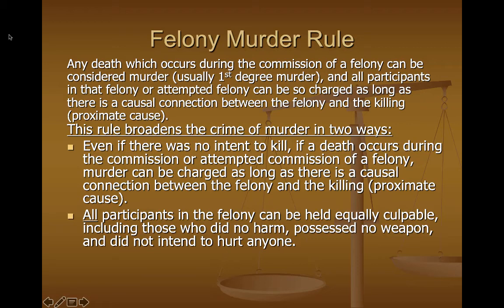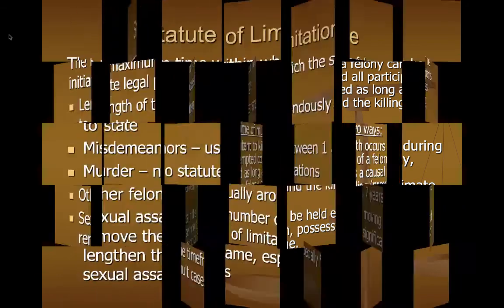So this rule does broaden the crime of murder in two ways. Even if there was no intent to kill, if a death occurs during the commission or attempted commission of a felony, murder can be charged as long as there is a causal connection between the felony and the killing. And all participants in the felony can be held equally culpable, including those who did no harm, possessed no weapon, and did not intend to hurt anyone.